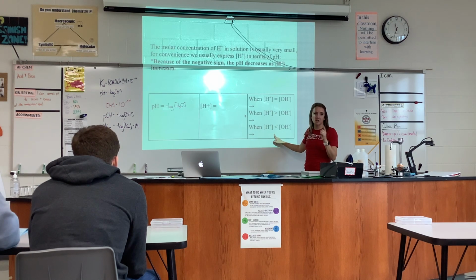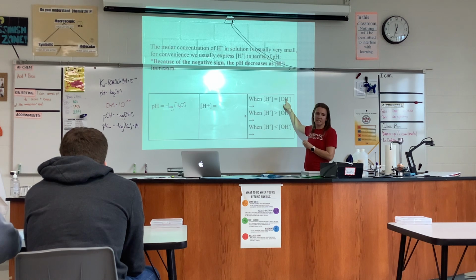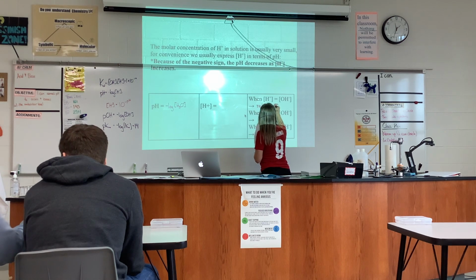So this is the same as our box before, but now let's write an answer in terms of the pH scale. So when these two things are equal, we said, what type of solution is it? Neutral. And the pH will equal 7.